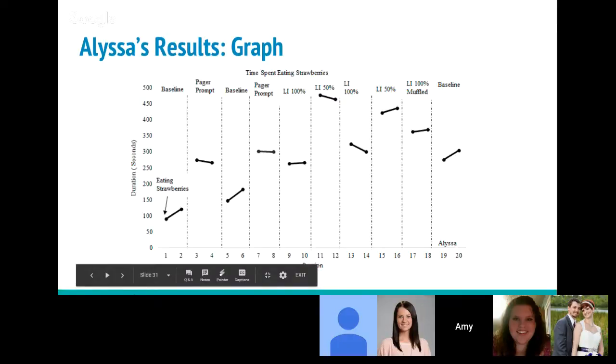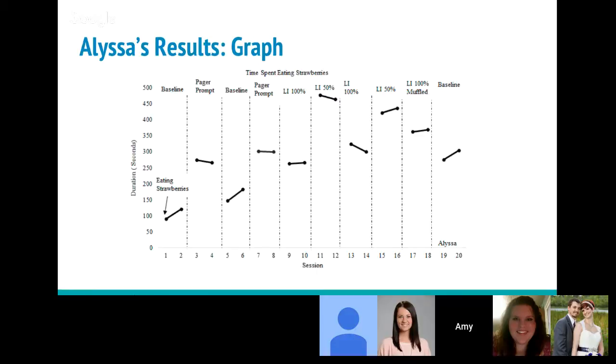Here are my results for the strawberry eating. Time spent, you can tell with the baseline, I was quite a rapid eater. And once the pager prompt was implemented, it went up quite a bit. Again, back down when baseline was implemented again, and went up even more once the pager prompt was implemented again. From there on, it's kind of staggered.